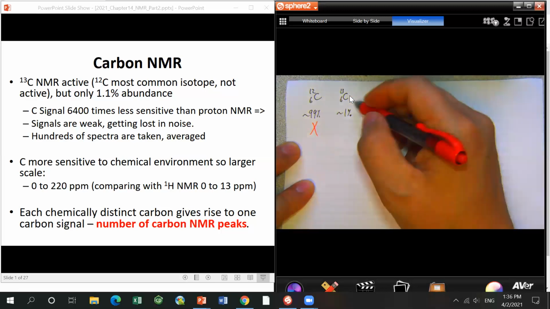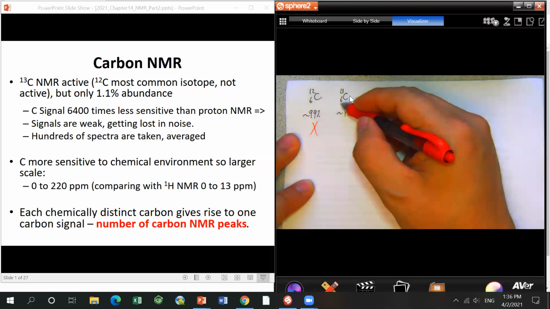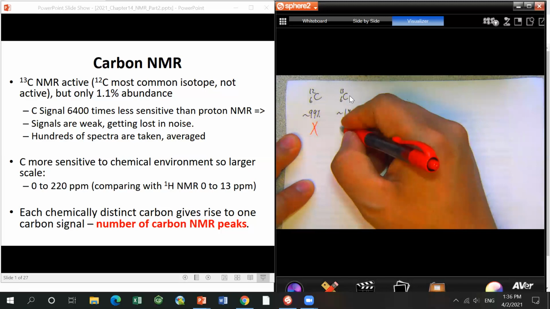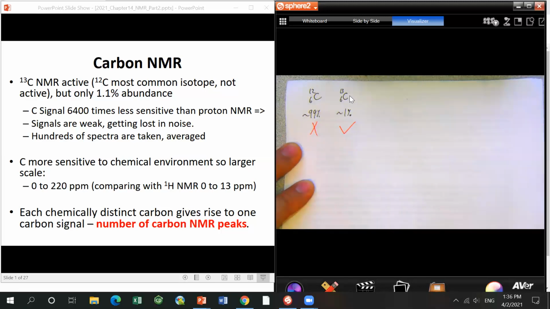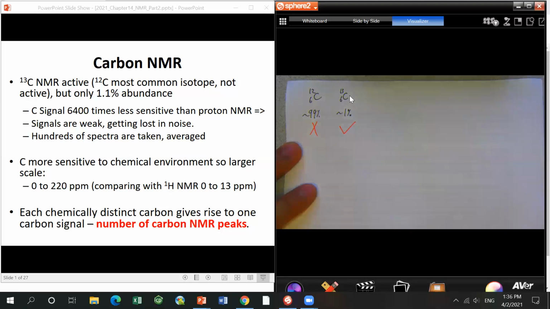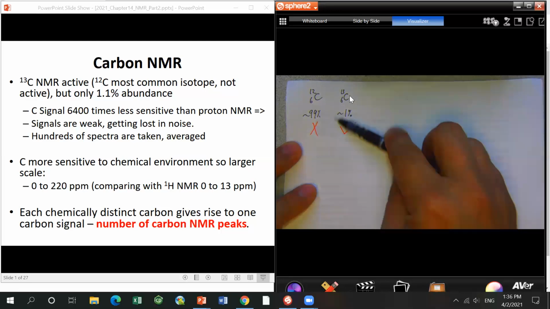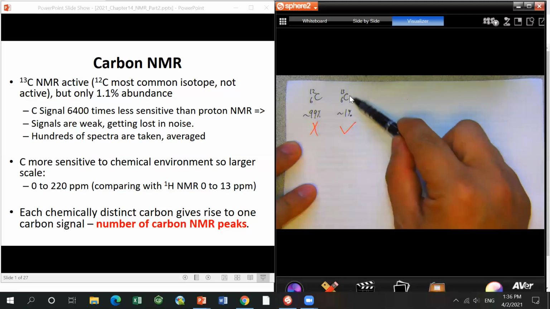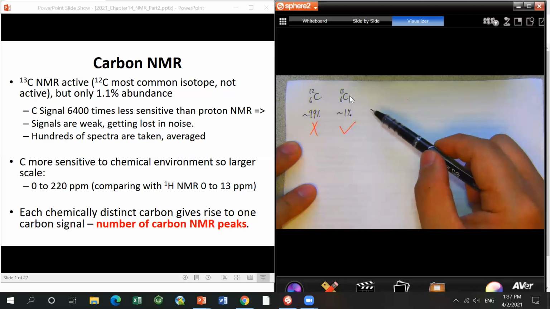For carbon 13, the proton number is 6 but the neutron number is 7, which is an odd number. So carbon 13 will be NMR active. Please keep that in mind. But because carbon 13 is very low in abundance, out of 100 carbons you only get about one carbon 13. That's why the carbon NMR signal is very weak.